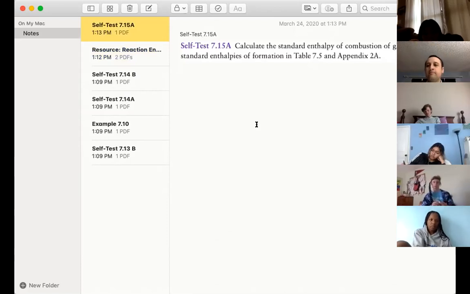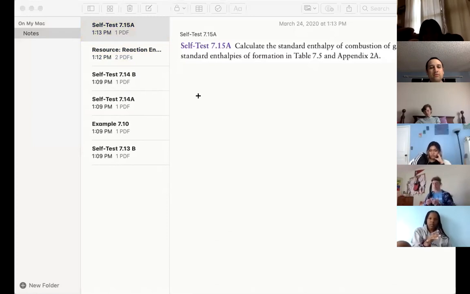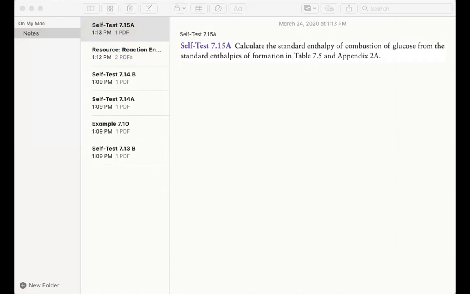So this is really just an extension of what we've been doing. Let me go ahead and look all that stuff up. Glucose, enthalpy of combustion. So you're combining glucose with oxygen to form carbon dioxide and water. Let me just see if I can Google this stuff.